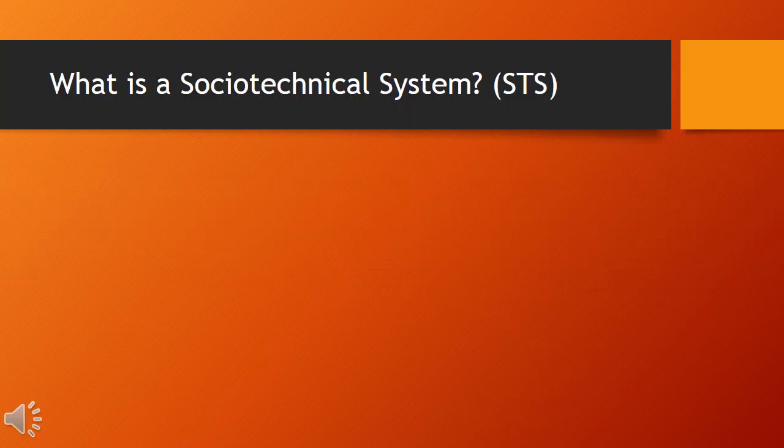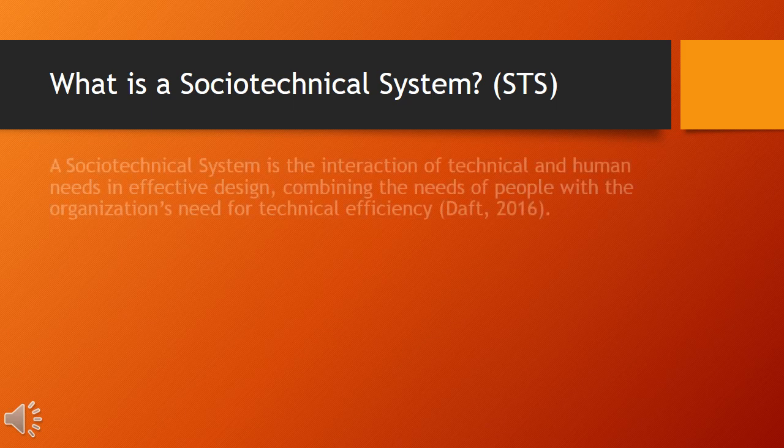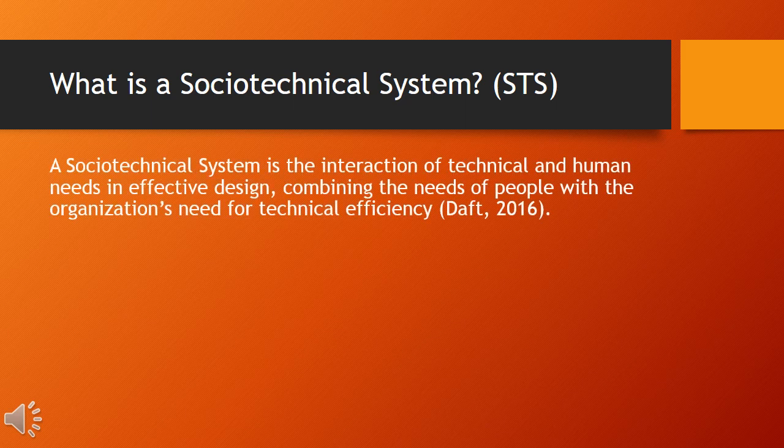What is a sociotechnical system, or STS for short? A sociotechnical system is the interaction of technical and human needs in effective design, combining the needs of people with the organization's need for technical efficiency. The basic premise is easily understood, an idea that most of us implement on a somewhat daily basis.